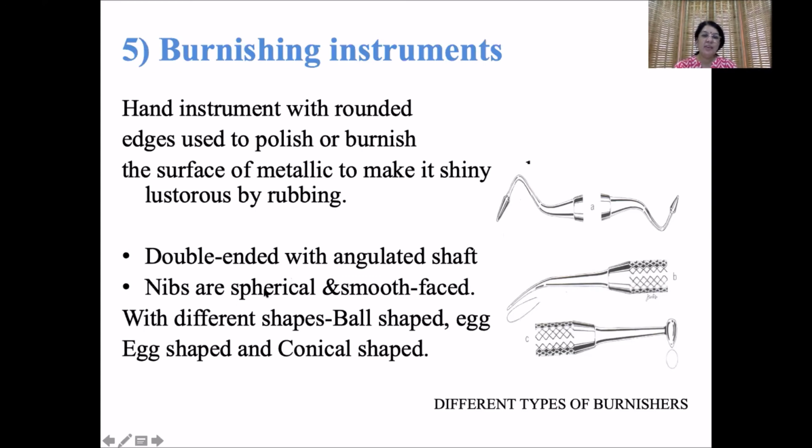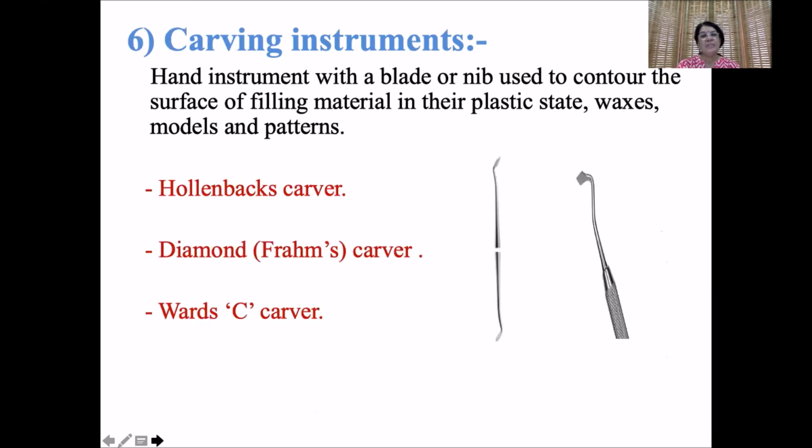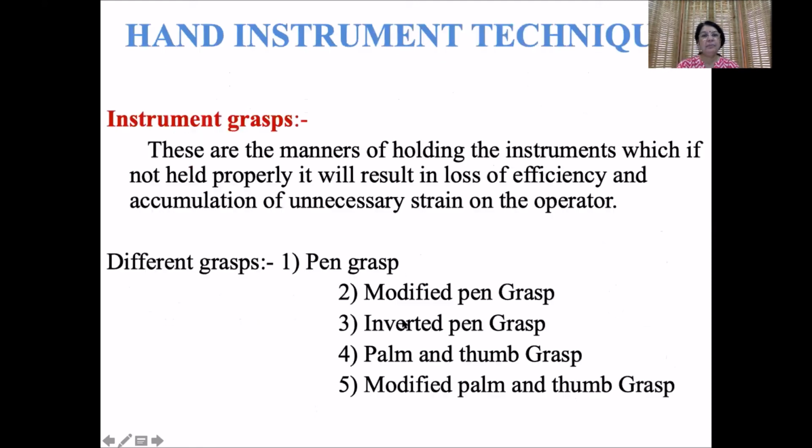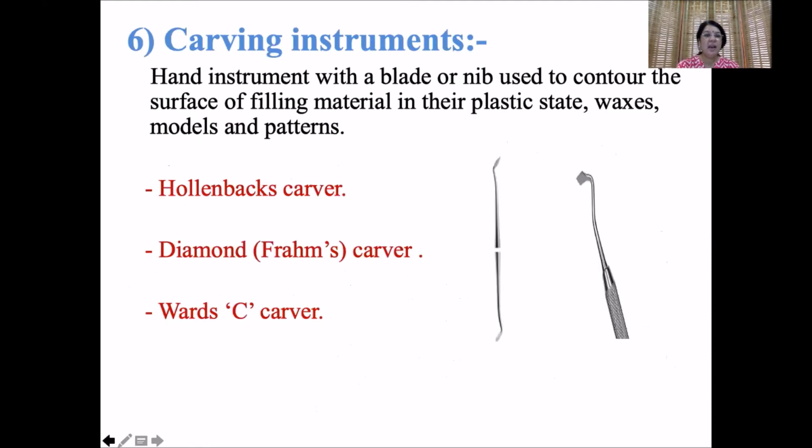Generally they are double-ended with angulated shaft. The nibs are spherical and smooth-faced, and they have different shapes. I think we all use the ball shape, but there is an egg shape or a conical shape of burnisher available. Lastly is the carving instrument. This carving instrument has a blade or a nib which is used to contour the surface of the filling material in its plastic stage.